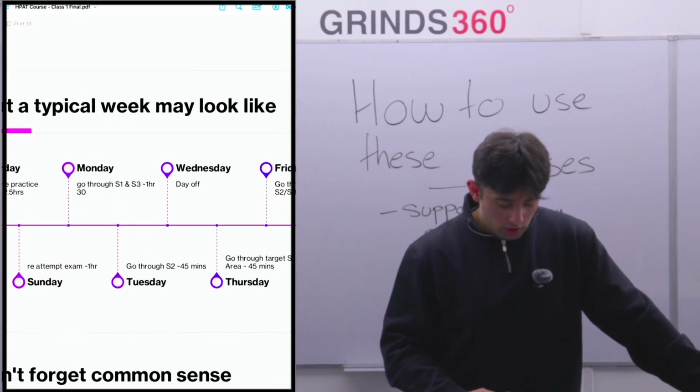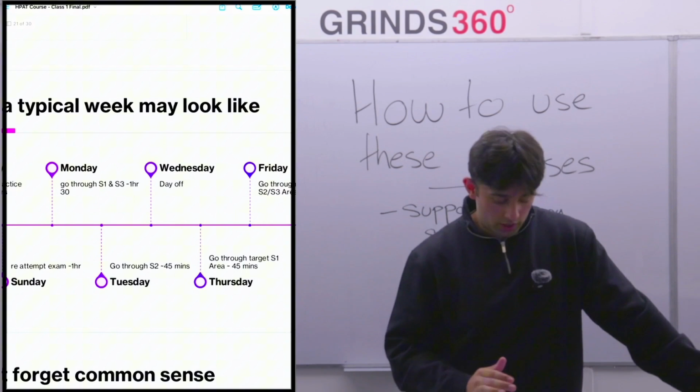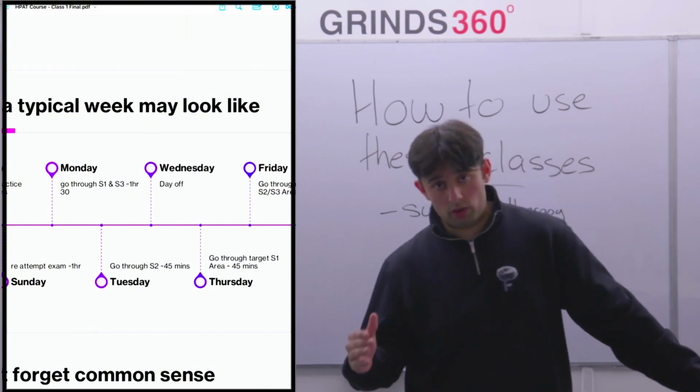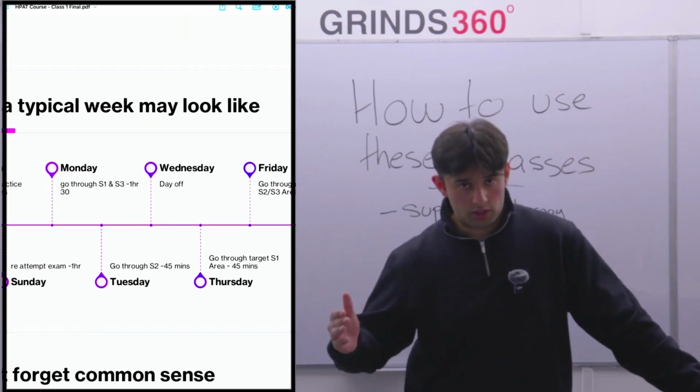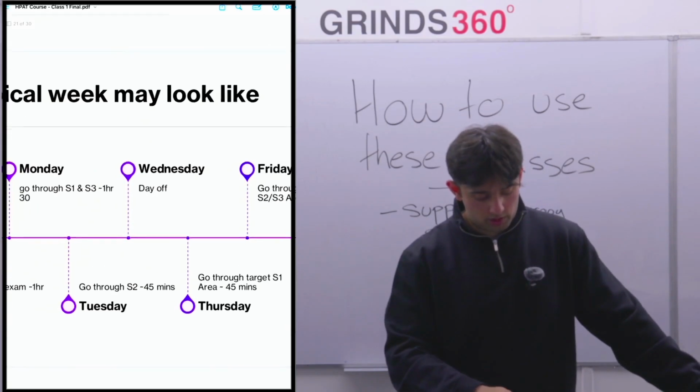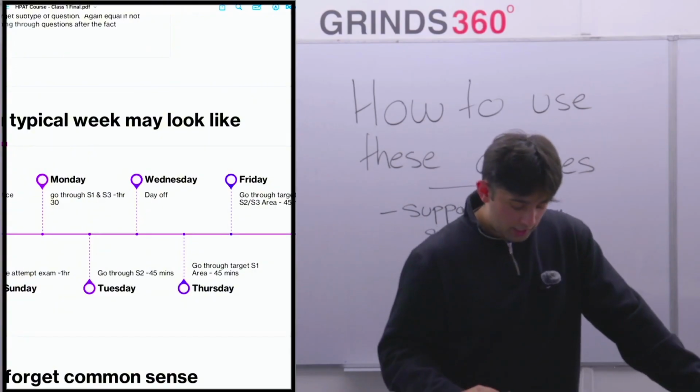Then on Monday and Tuesday, you go through each section, okay? You can see here, I put Monday as 1 and 3 together, so about an hour going through section 1, maybe 30 or 40 minutes going through section 3. You can stretch this out. I've also given you a day off, so if you don't want a day off, you can distribute it like that.